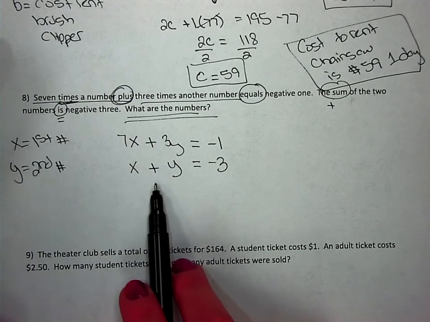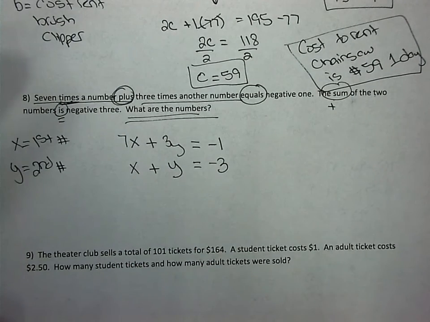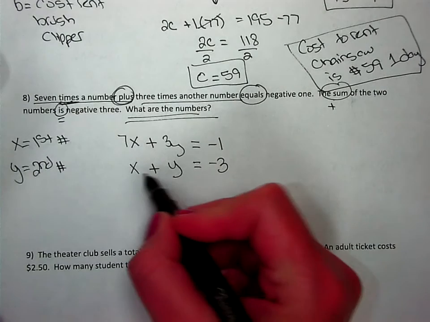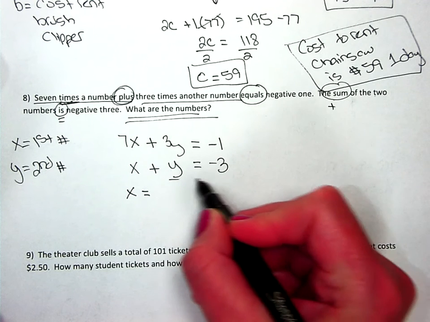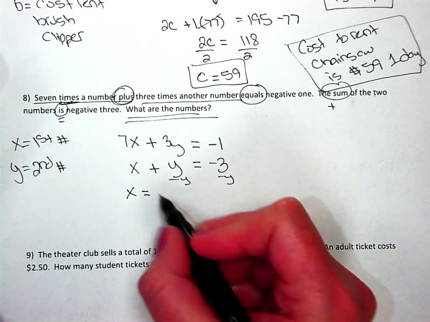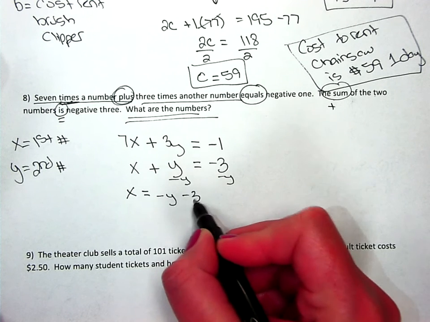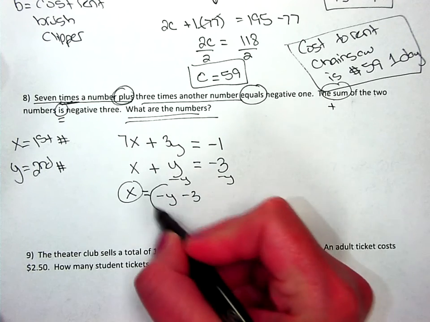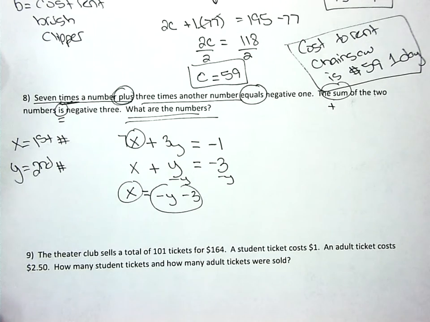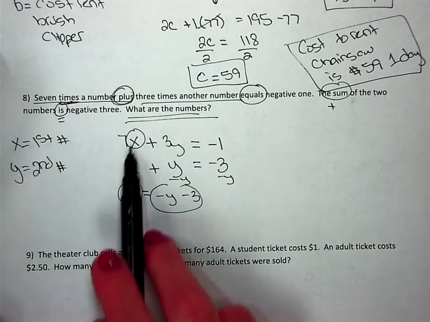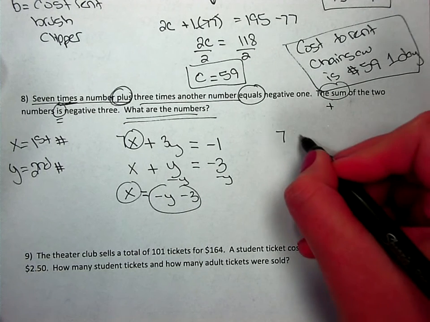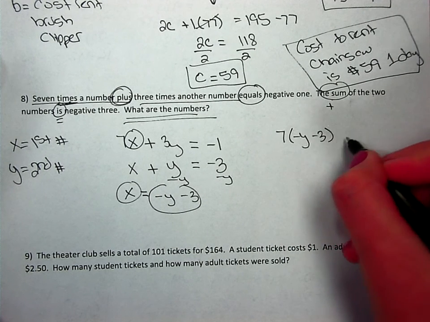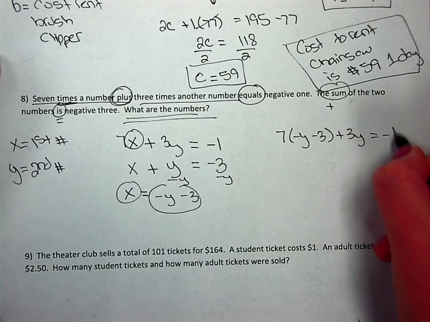So anytime that I have a coefficient of 1, I frequently will use substitution. I think that's pretty easy. So let's say x equals, subtract the y over to the other side, x equals -y minus 3. So I'm going to substitute that in place of x in my top equation there. So I would have 7 times -y minus 3 plus 3y equals -1.